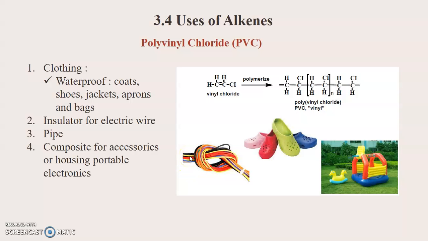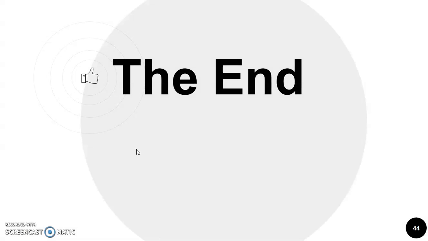While polyvinyl chloride is the one that is a bit like foam. It is used to produce clothes, waterproof clothes, coats, shoes, jackets, aprons, and also bags. It is also used as an insulator for electric wire. The rubbery part of the wire is actually PVC. Also in the production of pipes, and composites for accessories or housings of portable electronics. Okay, so that's all for alkenes.